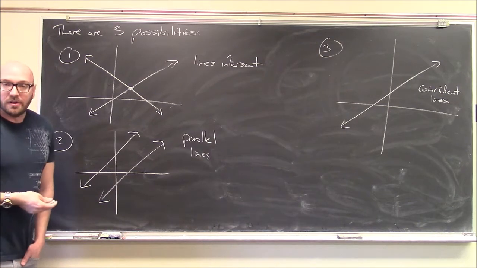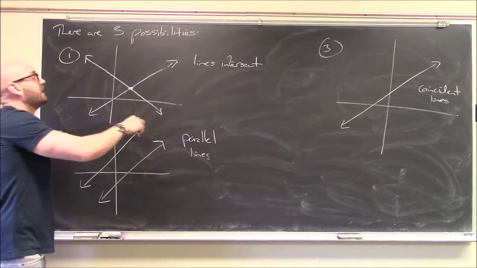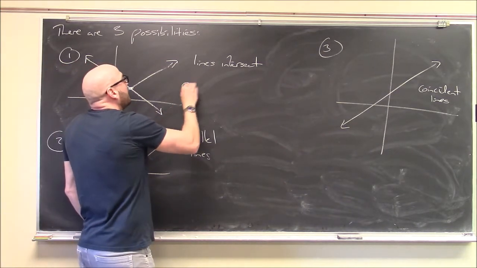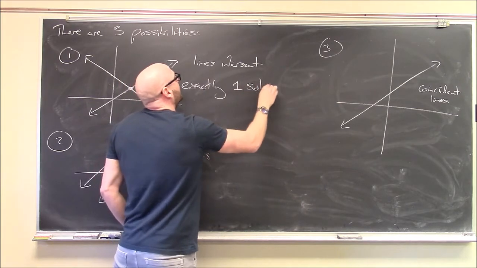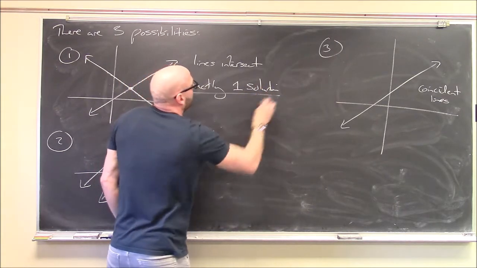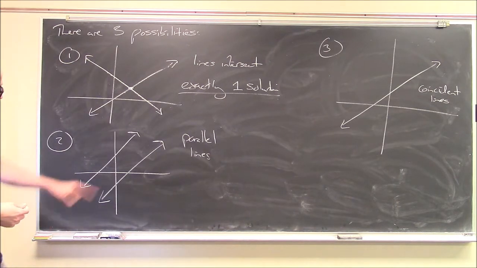So there's the first possibility, and this will probably be the most common case. You end up with two intersecting lines, and this means you have exactly one solution. Or in other words, there's a unique solution to your system. This can happen too, though.